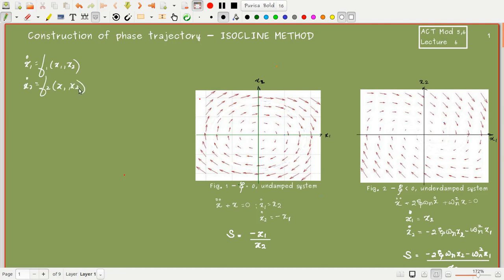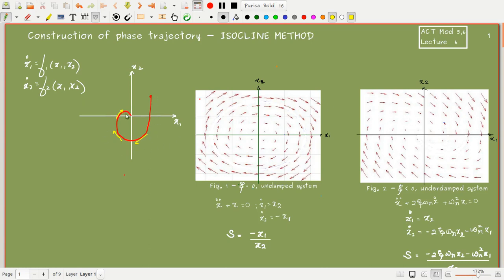Before going into the construction, we will see what isocline means. x1 and x2 are the phase variables. At any point on the phase plane we can have the slopes of the trajectory. Suppose I have a trajectory here moving from the initial point to the equilibrium point. At any point on this trajectory I can draw slopes, and these slopes direct it to the equilibrium point.